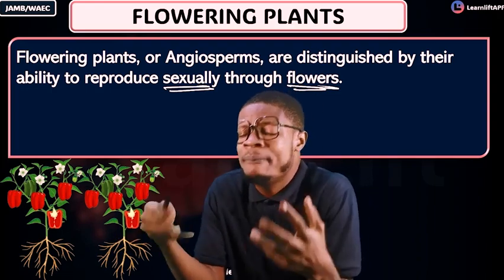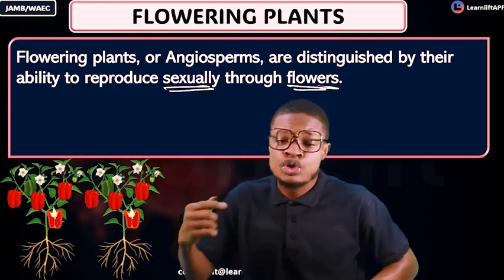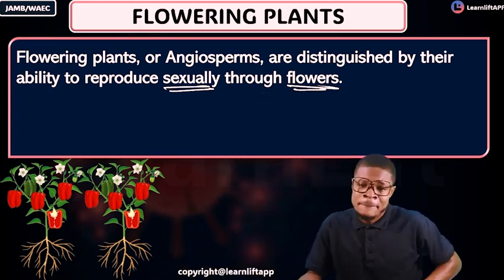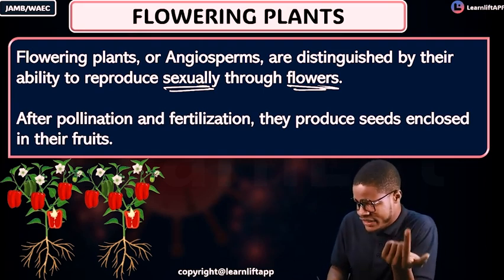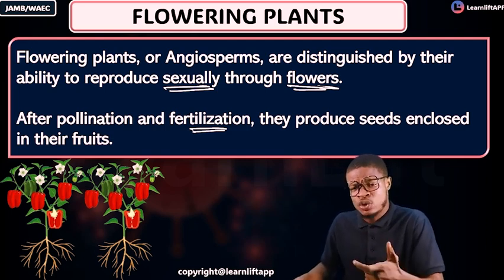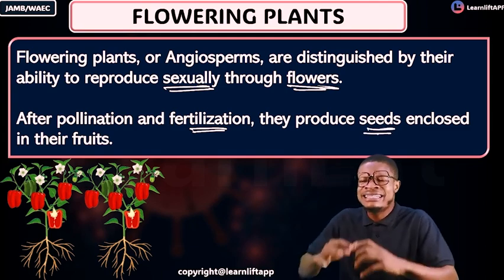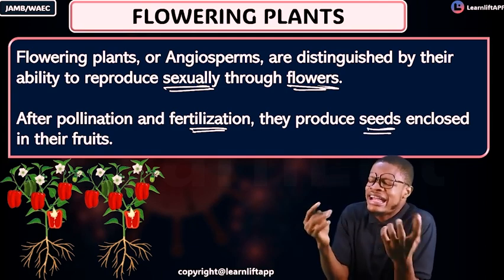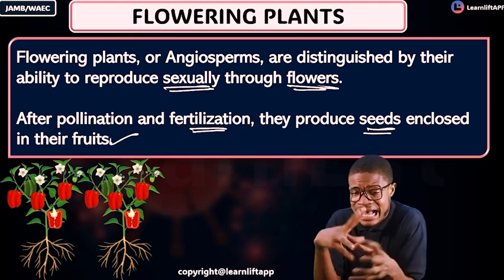Why? Because they have the ability to reproduce sexually through their what? Flowers. And you must not forget this, that after pollination, what will happen next? Fertilization will take place. So after fertilization, what happens? Angiosperms produce seeds. And the seeds that they produce are enclosed in their what? In their fruits. I've explained the whole of this aspect, right?